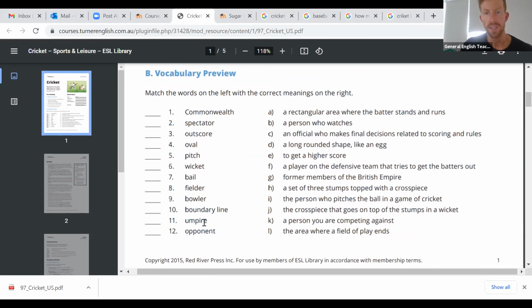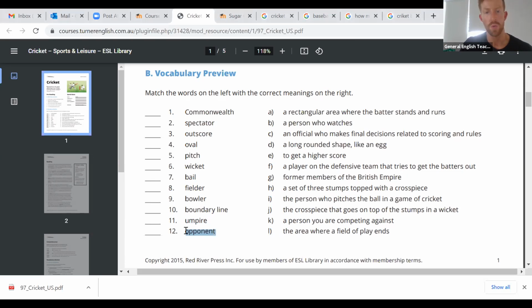Okay, so 11, Marina. It's umpire. It's like letter C, an official who makes final decision related to scoring and rules. Yes. So the umpire is basically the person who helps the referee. So if the ball goes outside, the umpire says, oh, that's this team, not that team. It's the person on the side. You have them in football as well and basketball and stuff. They're like the referee's helper.